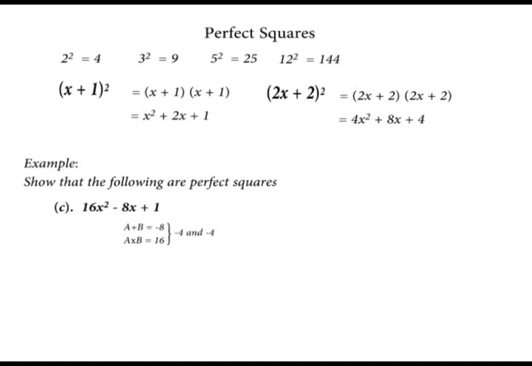Rewriting the expression: 16x squared minus 4x minus 4x plus 1. Factorizing 4x into 4x minus 1, then minus 1 into 4x minus 1. We finally have 4x minus 1 times 4x minus 1, which is equal to 4x minus 1 squared. And so the expression 16x squared minus 8x plus 1 is a perfect square.